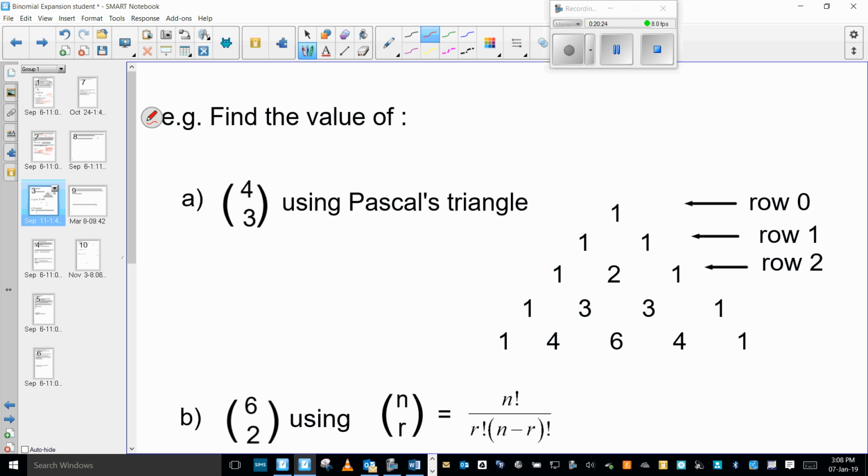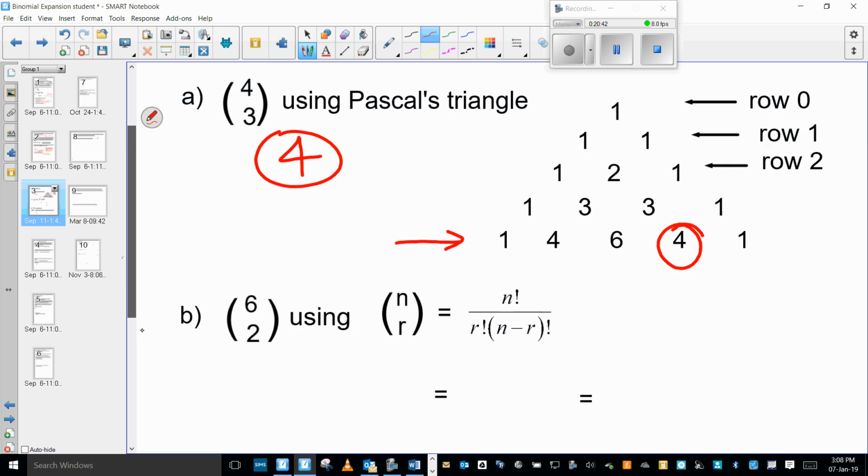Right, so we're trying to find the value of 4, 3 using Pascal's triangle. And we know that this is 0, 1, 2, 3, 4. So we're looking at this row. And then 3 is 0, 1, 2, 3. This position, so it would be the value of 4.